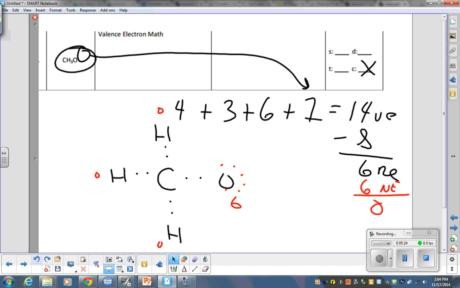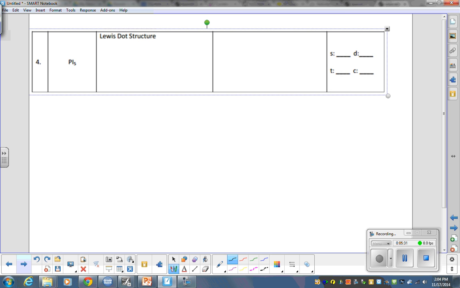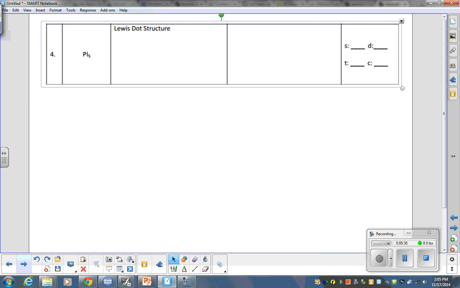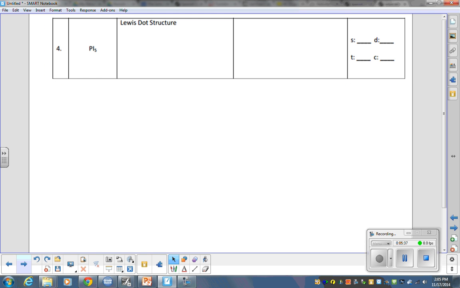There's your overall structure. You have 4 single bonds, and there you go. No doubles. Bam. Next one, PI5. Remember, phosphorus can bond on all 5 sides. It can have 10. So as soon as you see phosphorus with 5 atoms, you know it's just going to go P. Oops. We'll do it from the start.